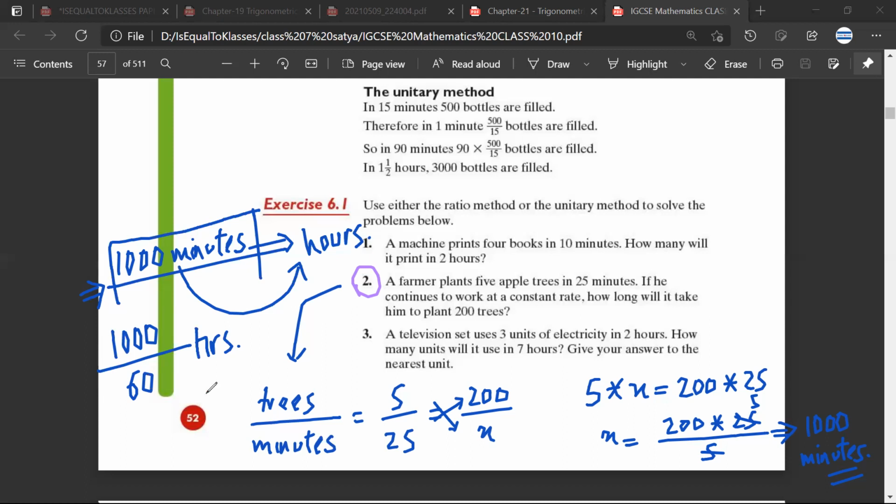Yes, sir. So if the number will increase, I have to multiply. So for example, 1 hour is 60 minutes, the number will increase, so I have to multiply it by 60. But if I have 120 minutes and I want to convert it into hours, the number will decrease, so I'll divide it by 60. Mr. Satya, any doubt?